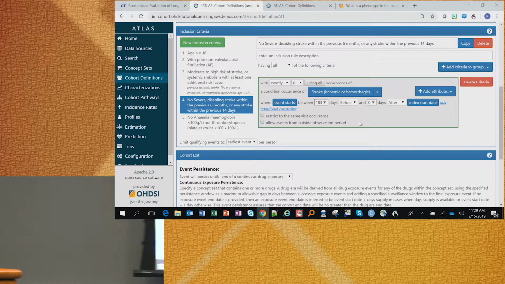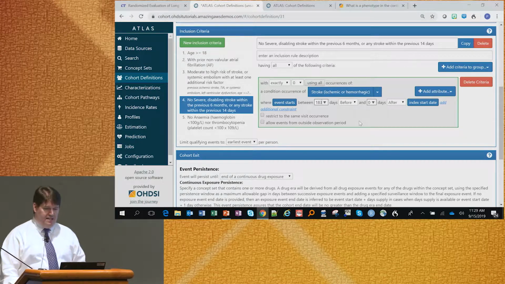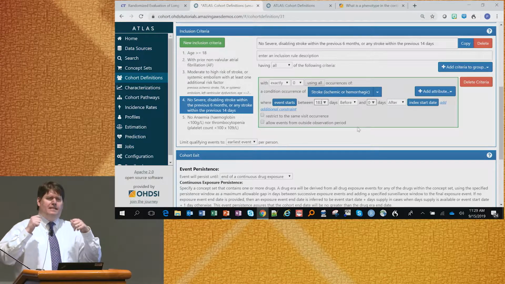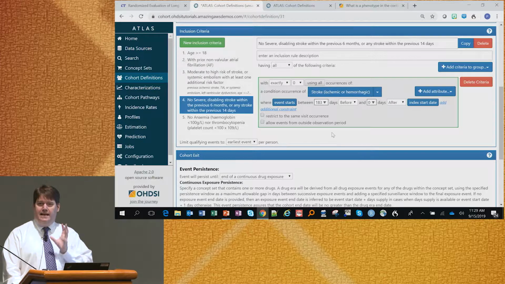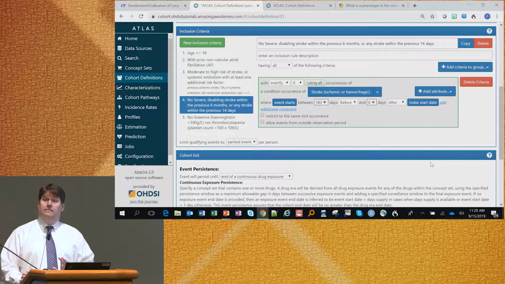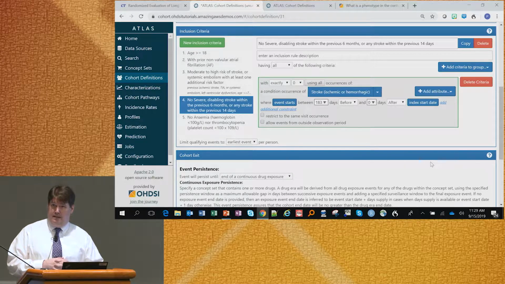So let's do it in the actual tool. We started with that big S there. Now I want to base some other observation relative to the stroke. This is called a nested criteria. So is the length of stay 7 or greater than 7? Yep, should be 7 or greater than 7. Why 7?